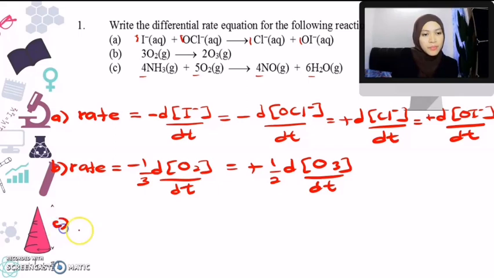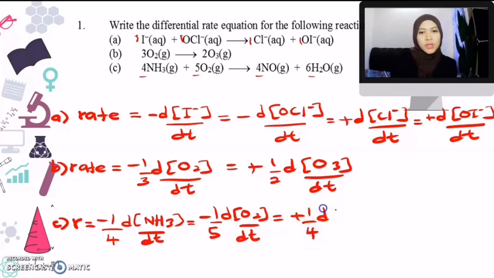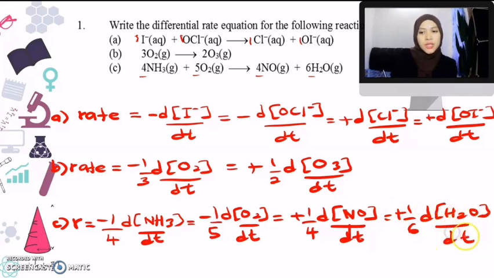C. Okay, so we write rate equal to negative 1/4 d[NH3]/dt equal to negative 1/5 d[O2]/dt equal to positive 1/4 d[NO]/dt, and lastly positive 1/6 d[H2O]/dt. Okay, finished for the first question.